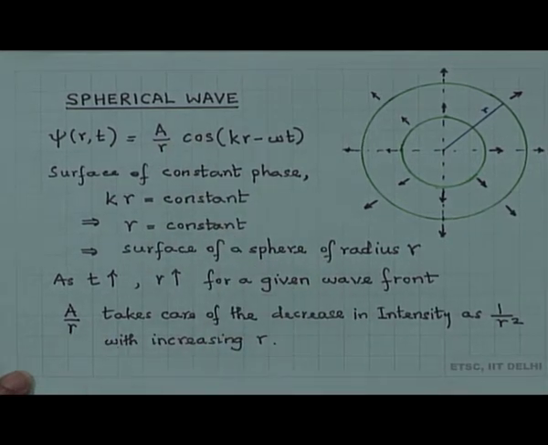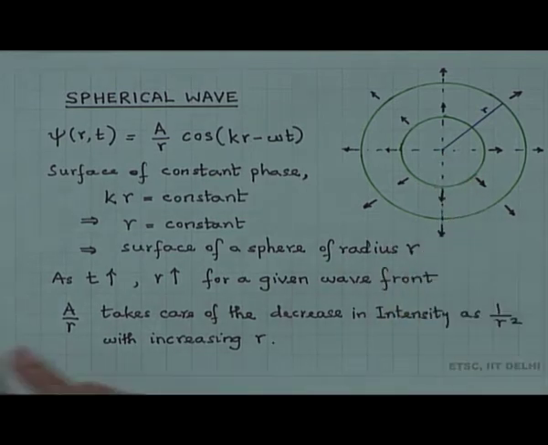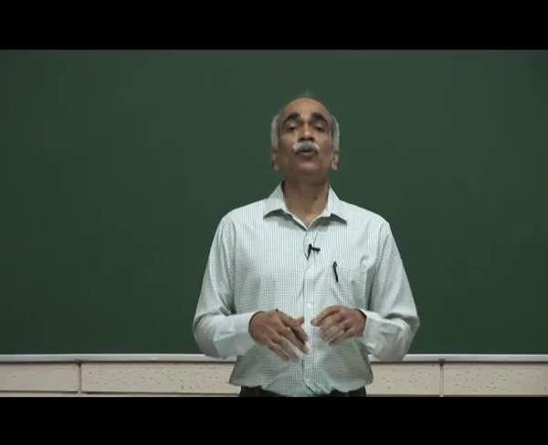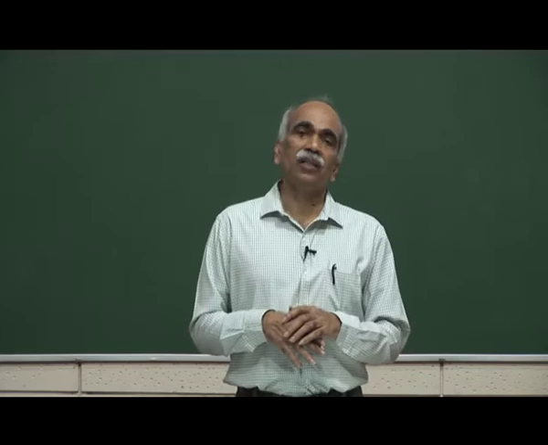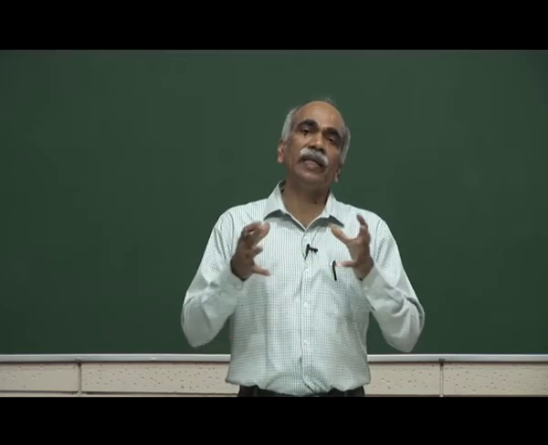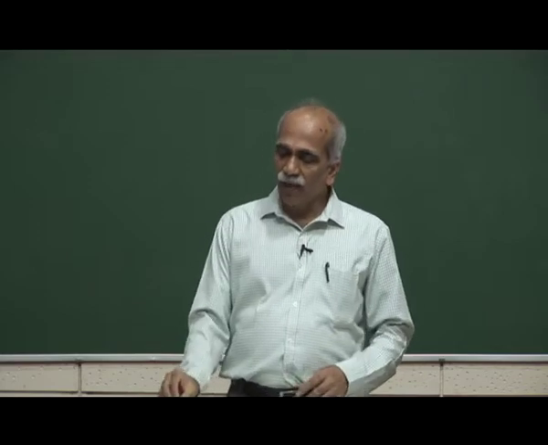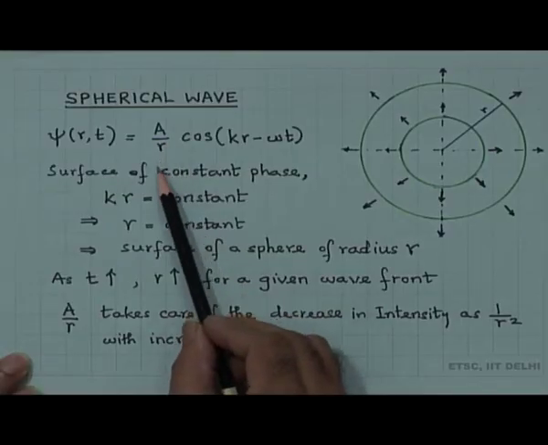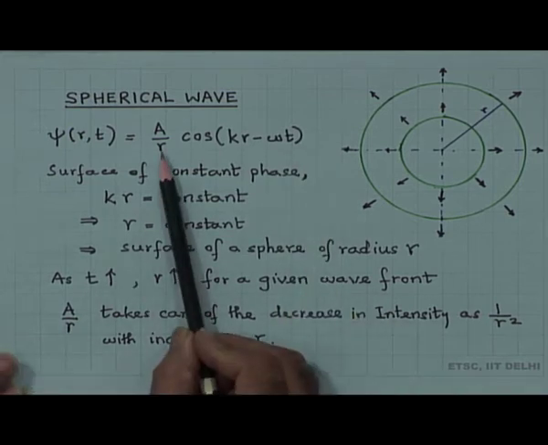This is typical of point sources. If I take a point source here, it would emit light in all directions. The wave fronts are in the form of spheres, expanding spheres. So, that is represented by psi of r t equal to a by r into cos k r minus omega t. We come back to this r now.